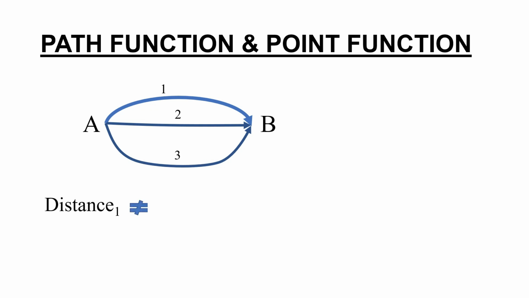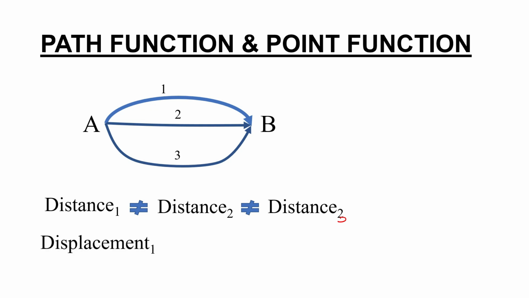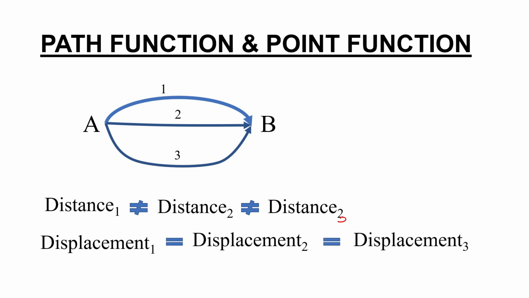So distance 1 is not equal to distance 2, and not equal to distance 3. But the displacement in path 1 is equal to displacement in path 2, which is equal to displacement in path 3. So this is the difference. You can say that displacement is a point function and distance is a path function, because distance depends upon the path and displacement does not depend upon the path. It depends only upon the initial and final point. So this is the difference between path function and point function.